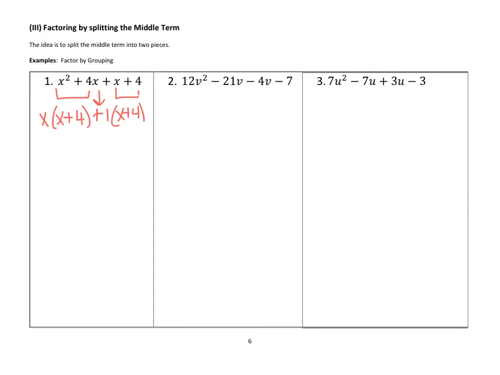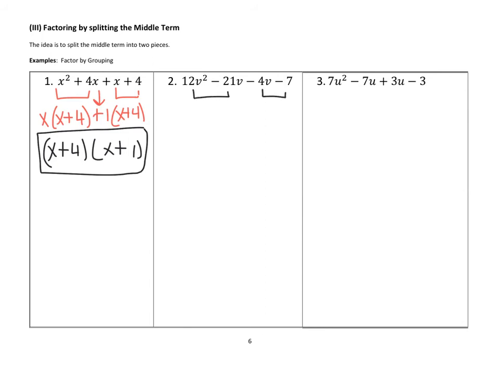And from what you can see here, I want you to see that whatever is inside the parentheses is the same, so just write x plus 4, and whatever is outside the parentheses is x plus 1, and that is the answer. We go to the next one.